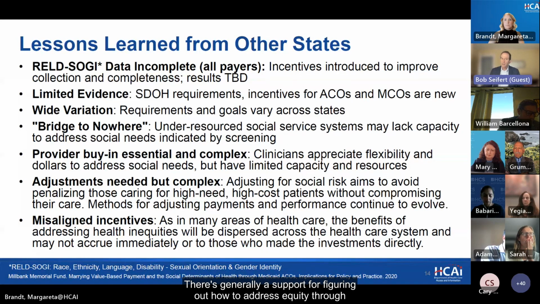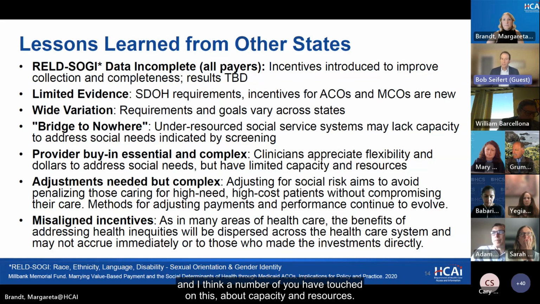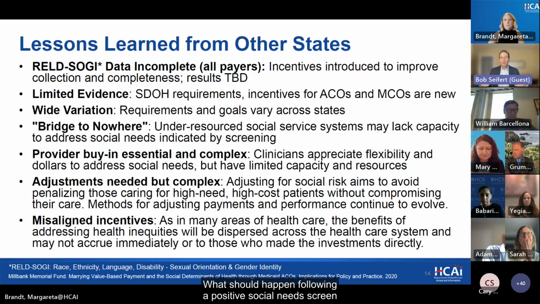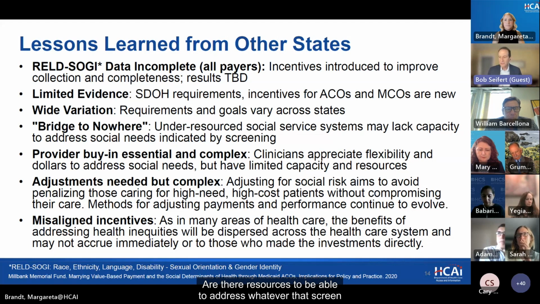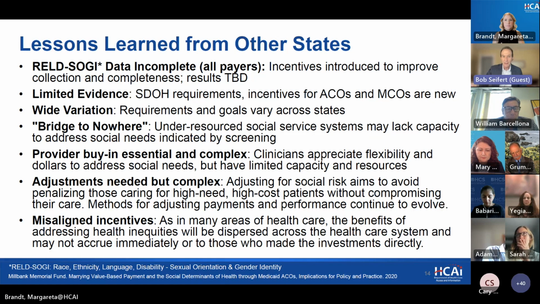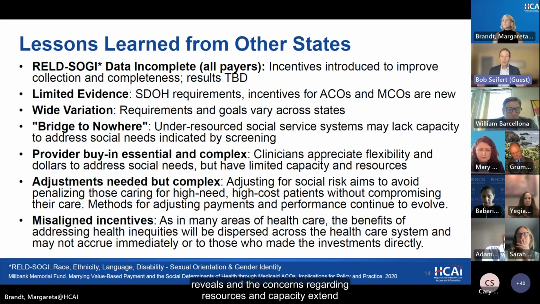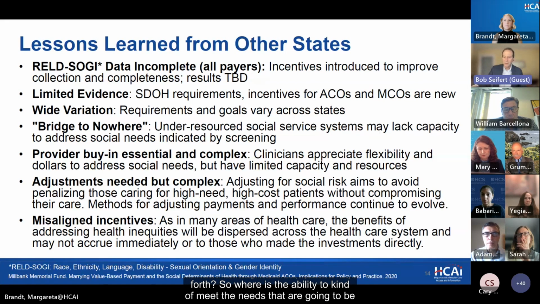There's generally support for figuring out how to address equity through payments, but there is a concern, and I think a number of you have touched on this, about capacity and resources. For example, what should happen following a positive social needs screen in a clinician's office? Are there resources to be able to address whatever that screen reveals? And the concerns regarding resources and capacity extend from healthcare providers across the community to social services systems and so forth. So where is the ability to meet the needs that are going to be identified by focusing more on some of these equity questions?